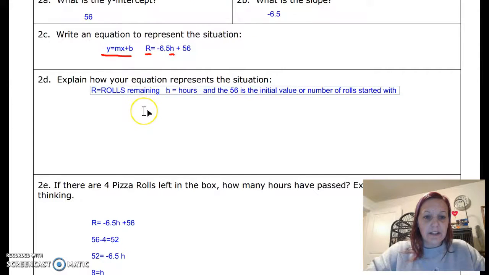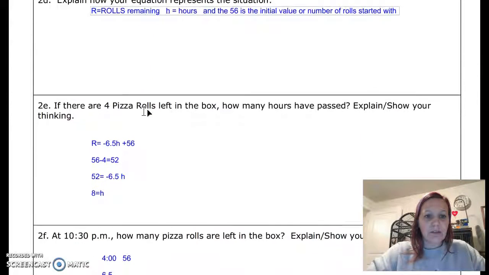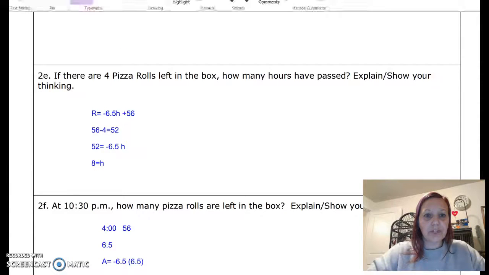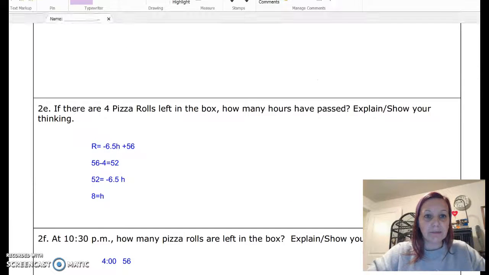Okay. The next section asks us if there were 4 pizza rolls left in the box, how many hours have passed? Okay, so I once again went back to y equals mx plus b. My rolls, here's my slope per hour and my initial value. Okay, so I know that I started with 56 rolls. There's 4 left, so I'm going to subtract that 4 to figure out how many were eaten.